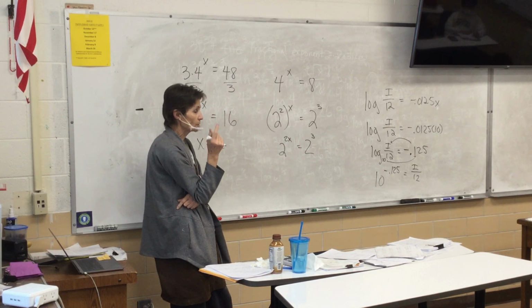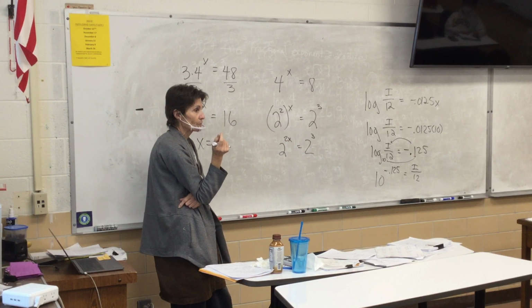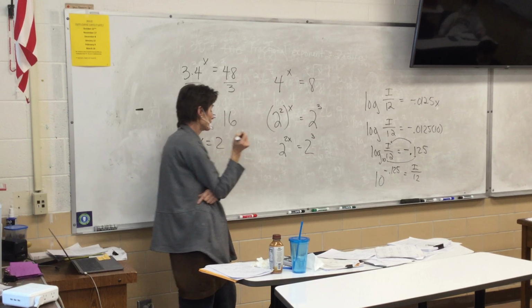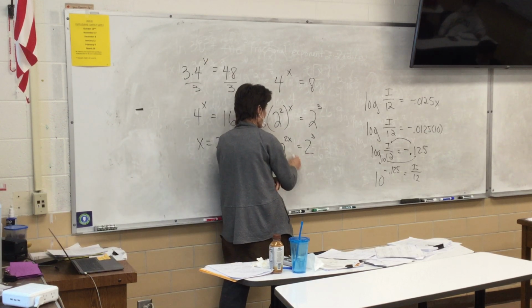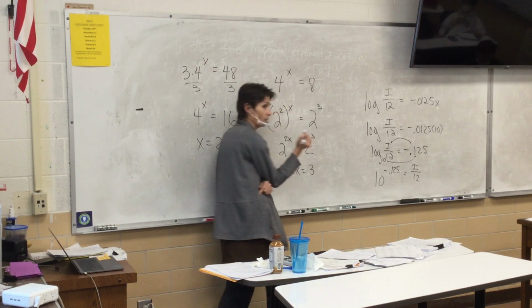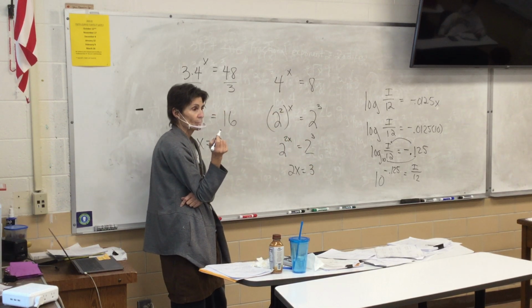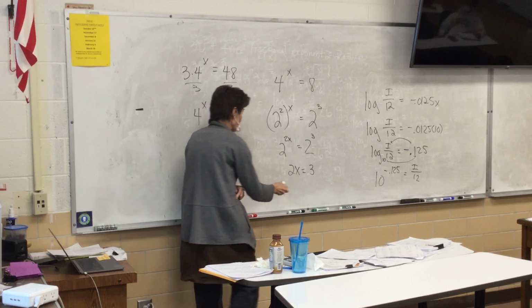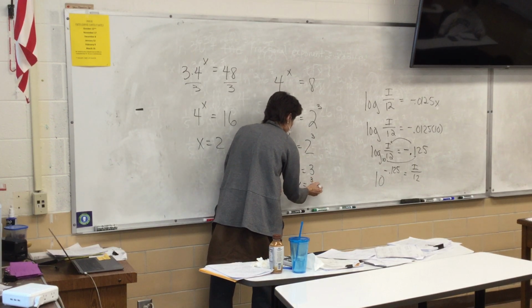What's your natural conclusion? If 2 to this power equals 2 to this power, doesn't it make sense that the powers have to be equal? Think about that. Engage that brain, you guys. So 2x equals 3.